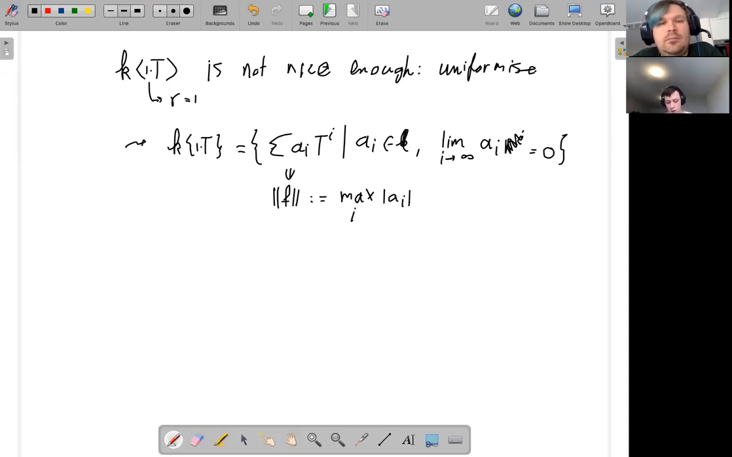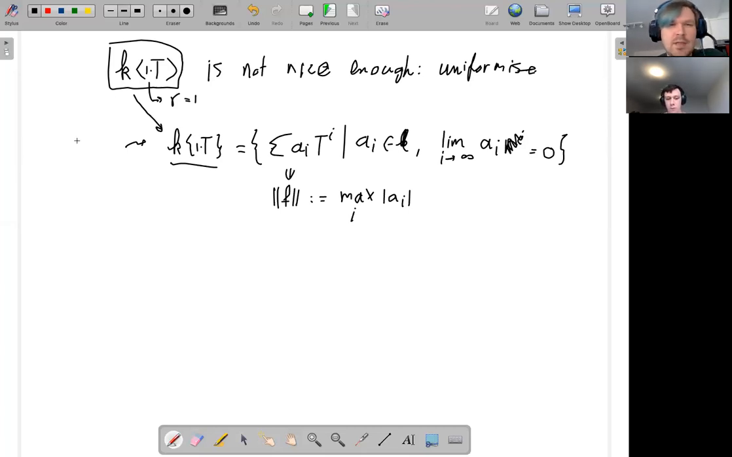So this is a canonical procedure, you get this ring out of that ring. And this ring is for some reason nicer. So we'll actually focus on this ring. Is that clear so far?